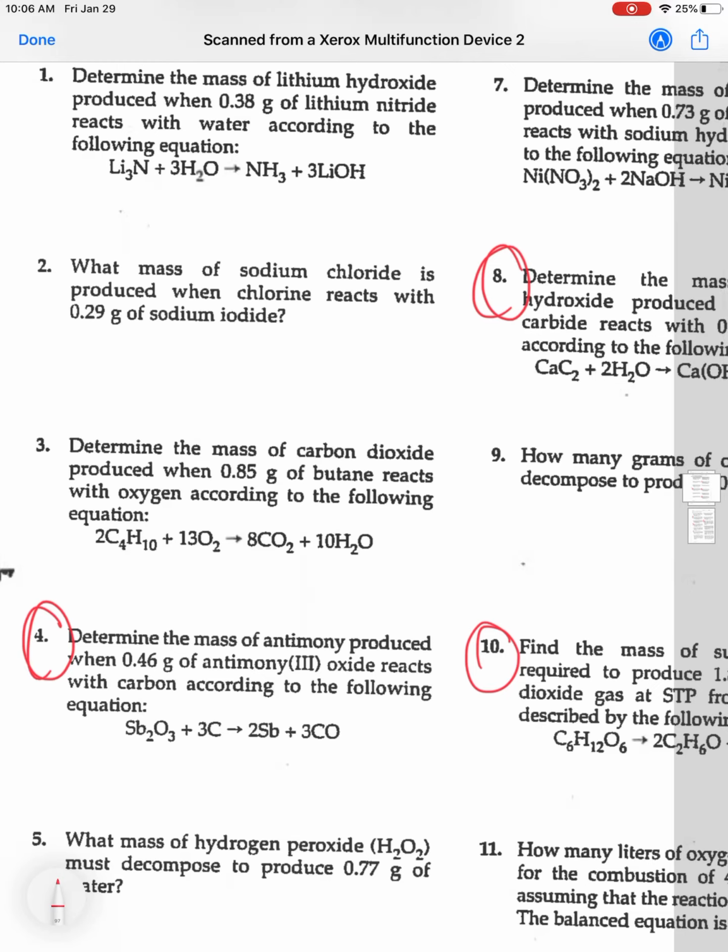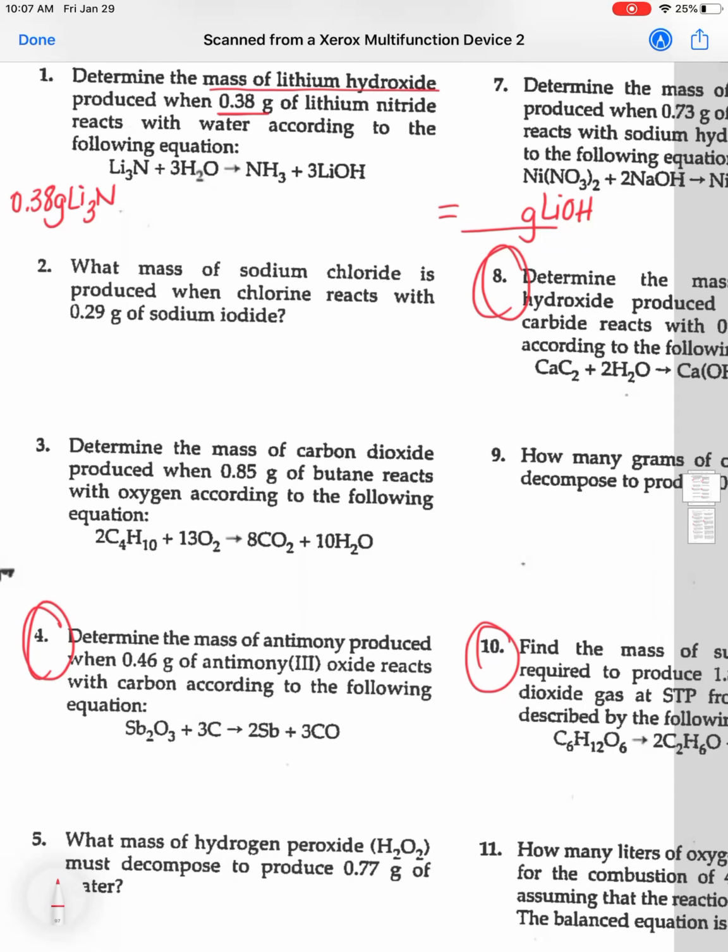So let's do number 1 together. Determine the mass of lithium hydroxide produced when 0.38 grams of lithium nitride reacts with water according to the following equation. So I'm going to start with 0.38 grams. They say of lithium nitride, so that's the Li3N. And I'm supposed to turn that into a mass of lithium hydroxide. So I need to know grams of LiOH when I'm done with this.